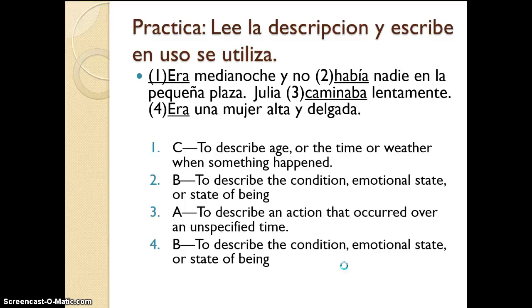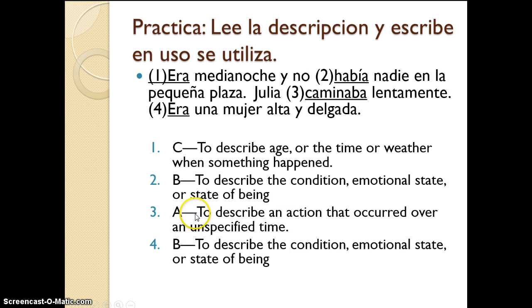Julia caminaba lentamente. Era una mujer alta y delgada. So it was midnight. Boom. I'm talking about the time. So that one will definitely be C to describe age, the time, or weather when something happened. No había nadie en la pequeña plaza. There wasn't anyone in the little plaza. That would be B to describe the condition, emotional state, or state of being. So I'm describing what kind of condition the plaza was in.